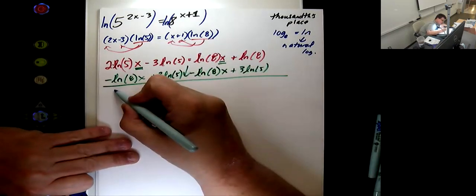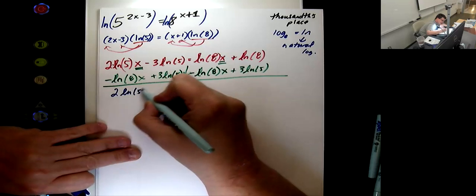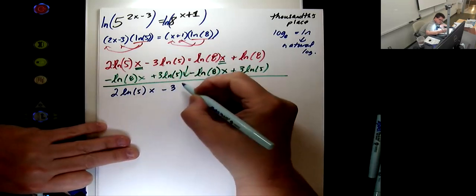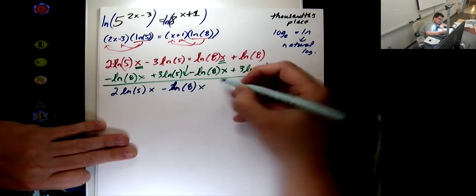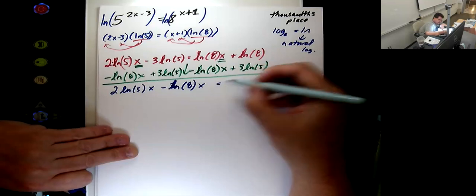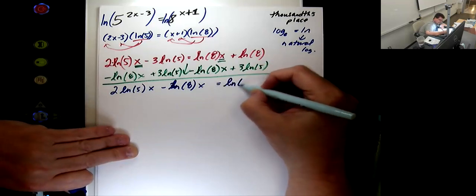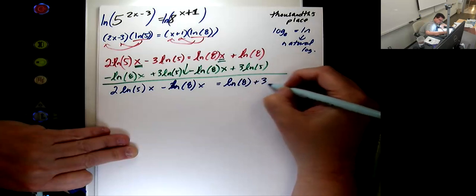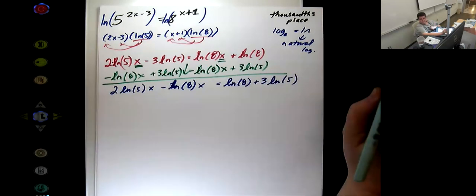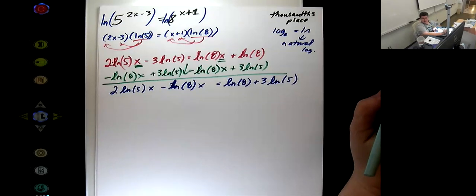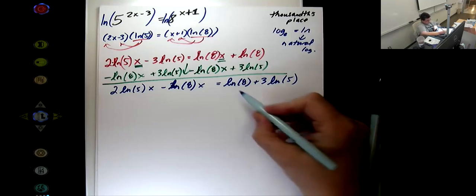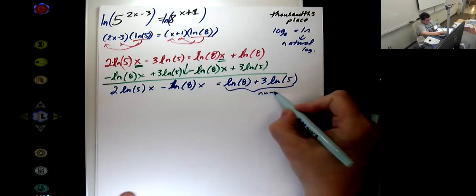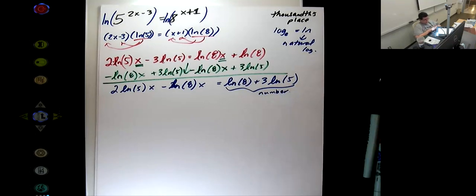I have 2 natural log of 5x minus 3, minus natural log of 8x. And then on the right side, I have natural log of 8 plus 3 natural log of 5. Believe it or not, this is just a number. It's just a number. It's a value.